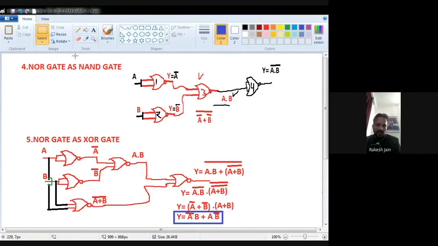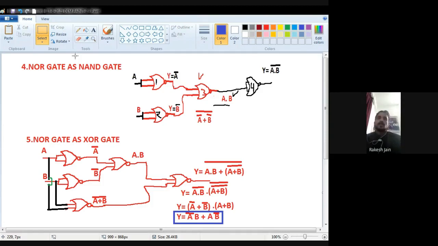So to realize the XOR gate with the help of NOR gates, I use here 5 NOR gates, in which the first NOR gate having input A and the second NOR gate having input B behave as a NOT gate, NOR gate as a NOT gate. So both the inputs of the NOR gate are connected together.